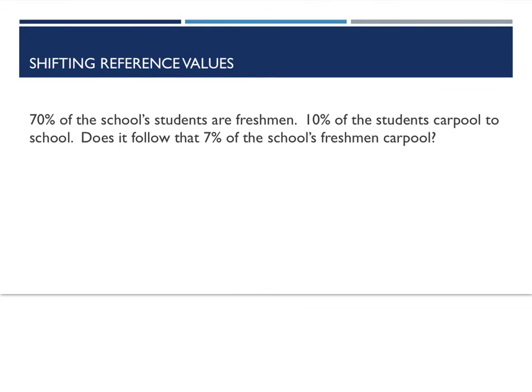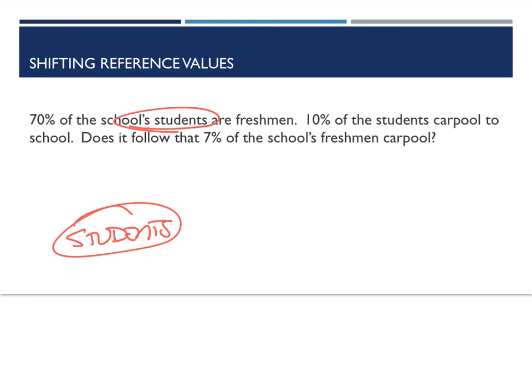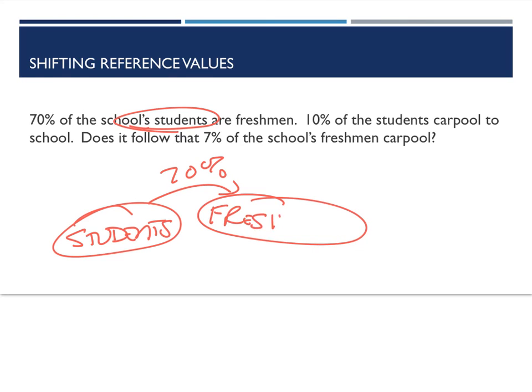So let's see what doesn't work. 70% of the school students are freshmen. So the big group is the students. Big bubble is all the students. And it's when I take 70% of them that I end up with a bubble full of freshmen. Now, where does my third bubble go? This is 10% of who? Not the freshmen, 10% of the students are carpoolers.